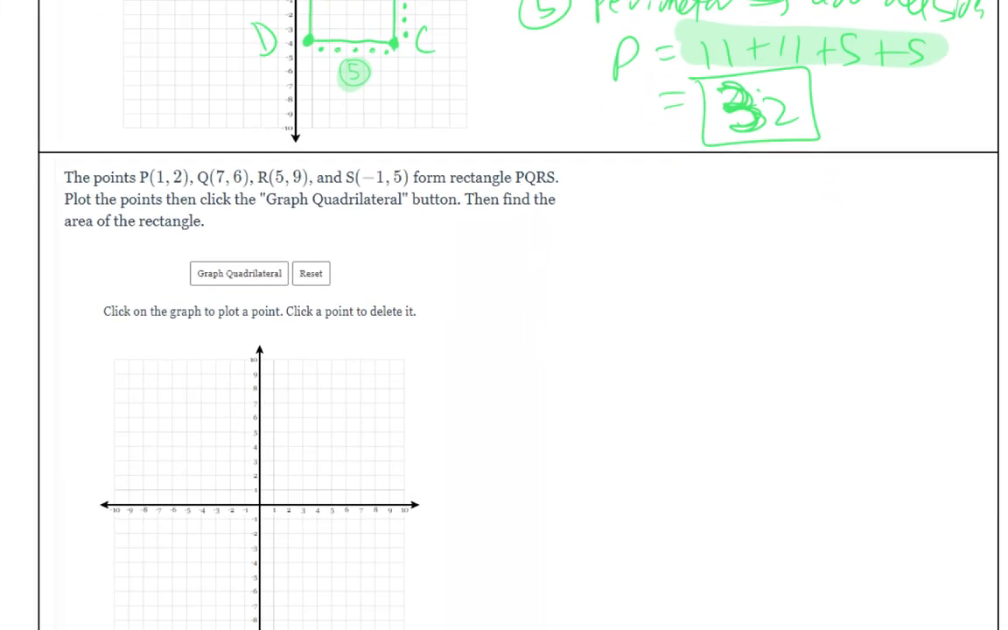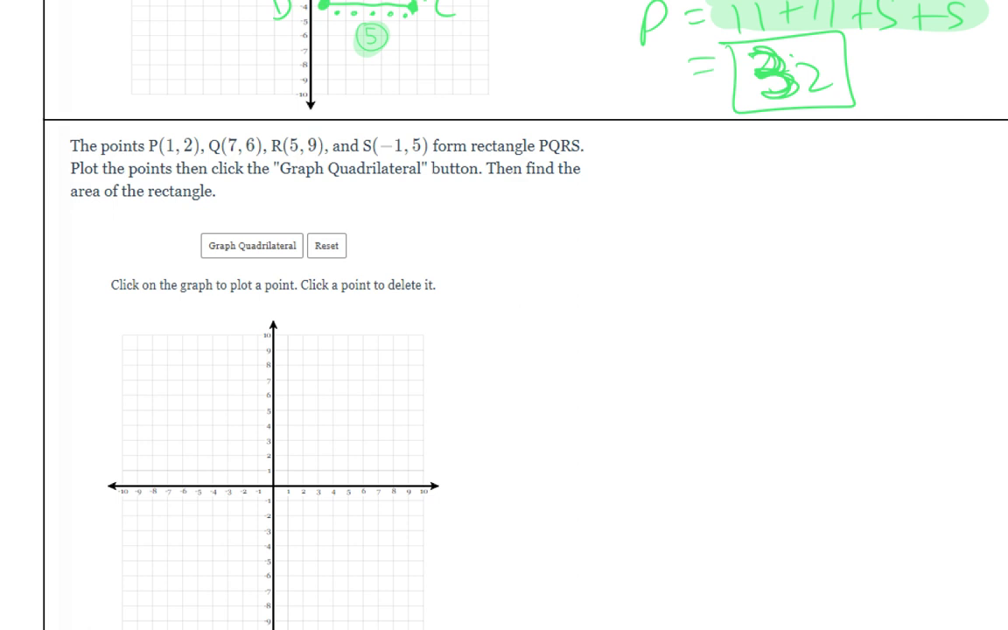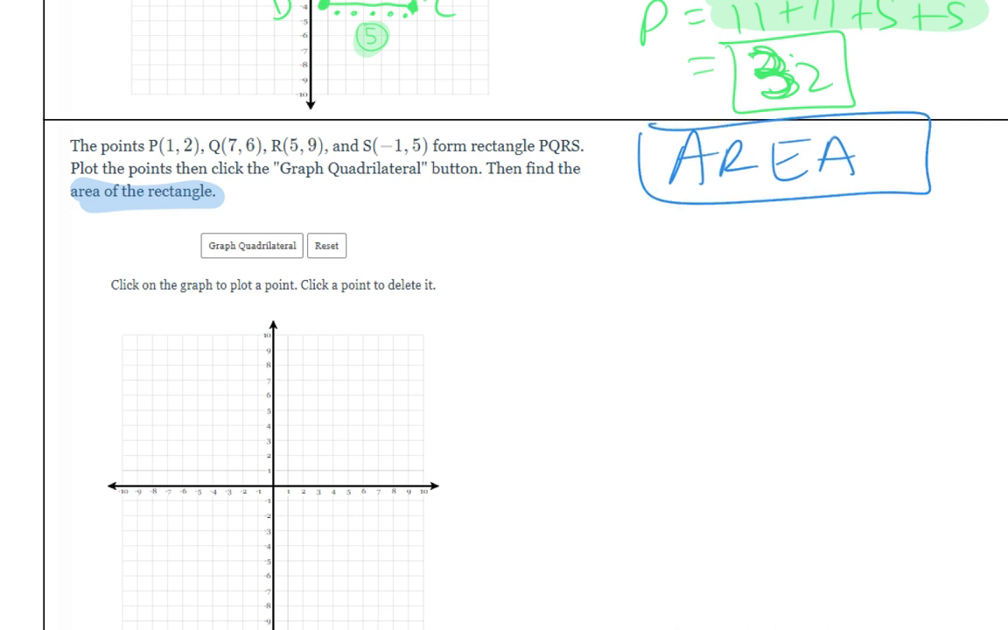So now we are doing something different. Now we're talking about finding the area of a rectangle. So let's go ahead and write over here area, so we recognize which type of problem. So the area of a rectangle is going to be length times width, right? Okay, so in other words, we have to calculate both the length and the width, right?